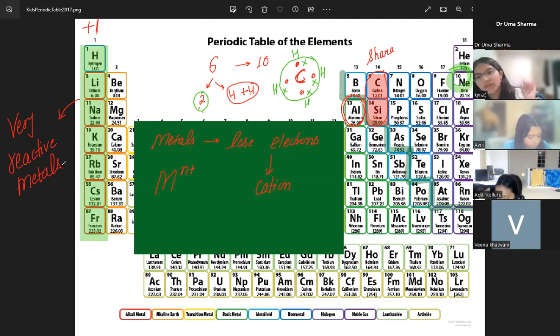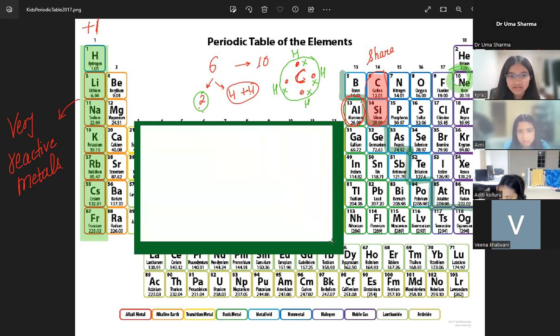I still didn't get one thing about silicon. Why does it have to share? If it already has one, then why does it have to share? Why can't it just give away electrons? How many electrons does it have to give away? Well, to reach neon, it has to give away 4 electrons.